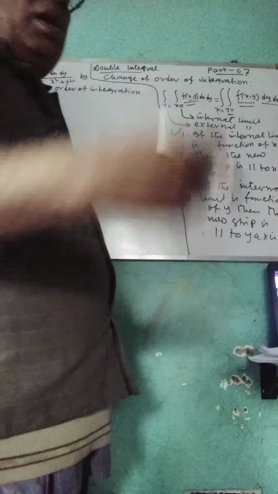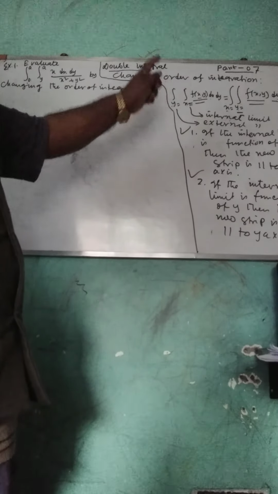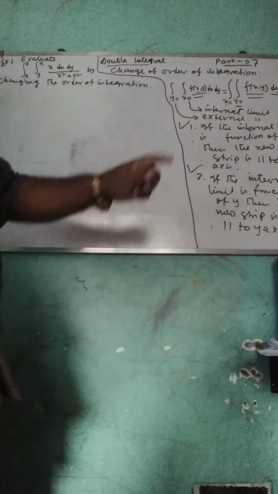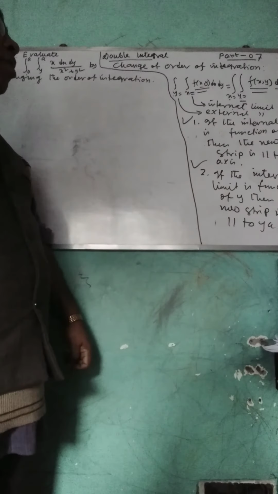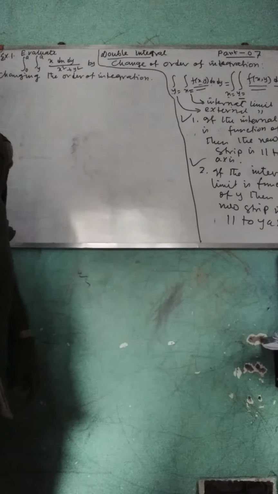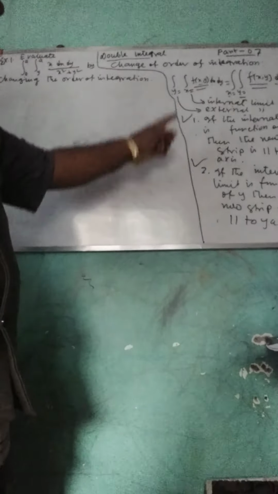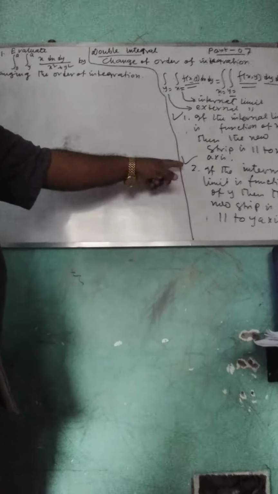How to change the order? Not by simply changing the limits from internal to external and external to internal. Firstly, what is the procedure? With the given limits you have to draw a rough sketch. Then from the rough sketch you have to find a new strip. Then according to the new strip you will get the internal limit and then the external limit. These two points you have to remember very nicely.